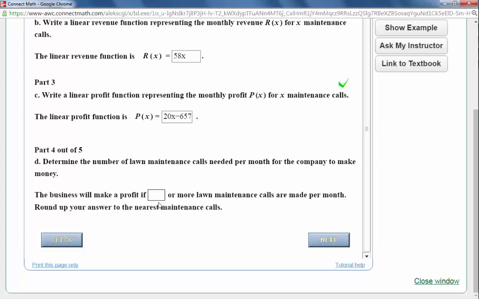All right, part 4. How many maintenance calls do you need to make each month to make money? You need to be positive. If you don't make any calls, you're at negative 657. You need to break even and get a few dollars in your pocket. How many calls do you think you're gonna make or more so that you can make a little bit of profit? You need to stay more than zero.